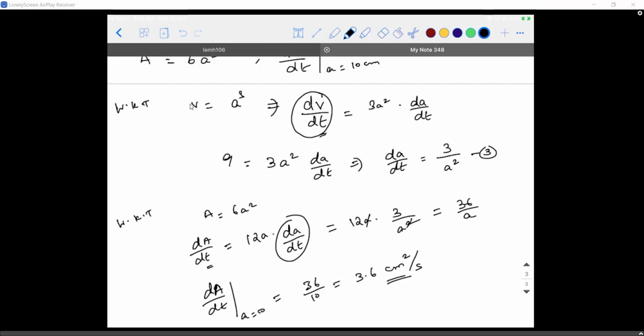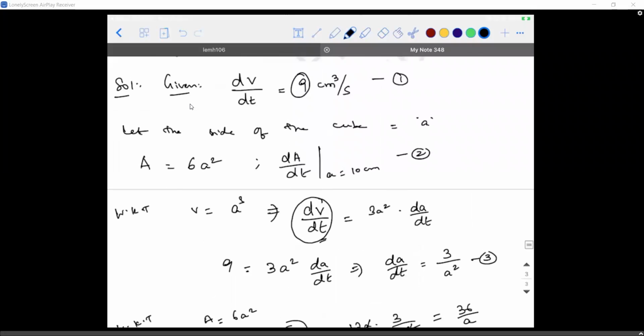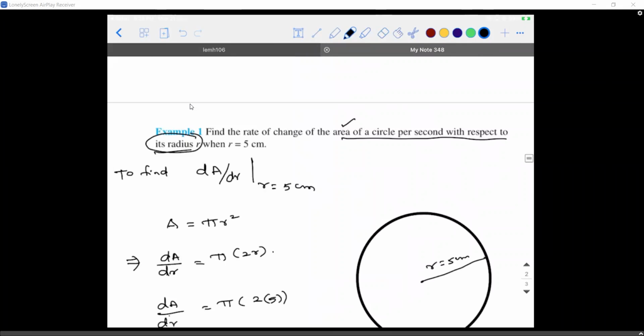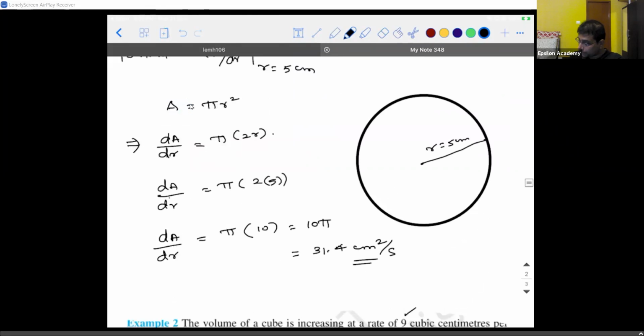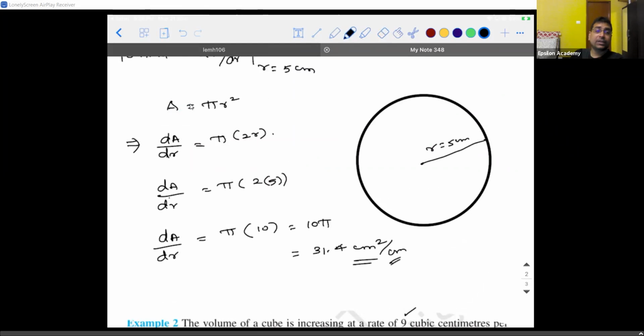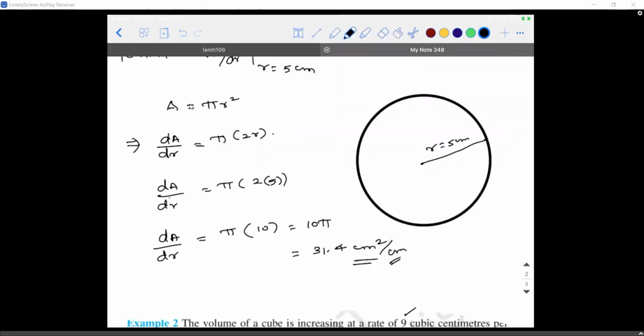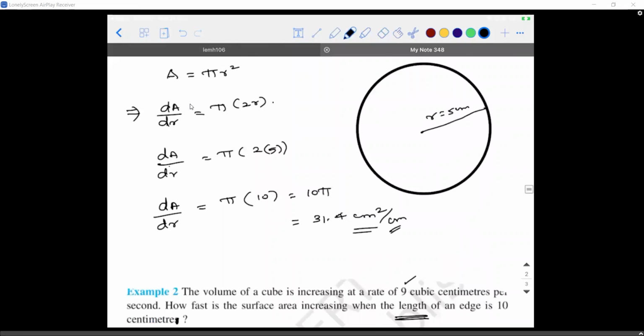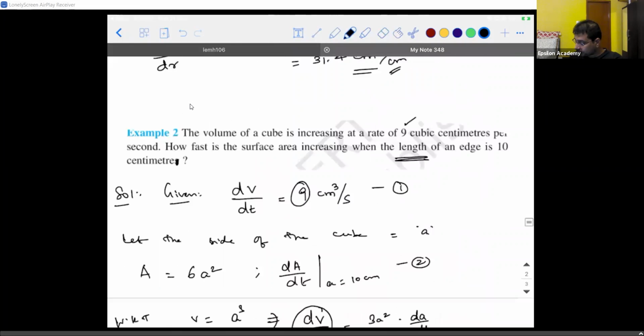Sir, I have a doubt in the previous question. Sir, we differentiated the area with respect to the radius, then why is the unit centimeter square per second? Where did I write centimeter? Did I? Oh, sorry, centimeter square per centimeter. Good that you brought it to my notice. The centimeter square per centimeter. Don't cancel them, okay? It is not centimeter. You should actually write it as centimeter square by centimeter. Okay, sir. Good that you noticed it. Next.